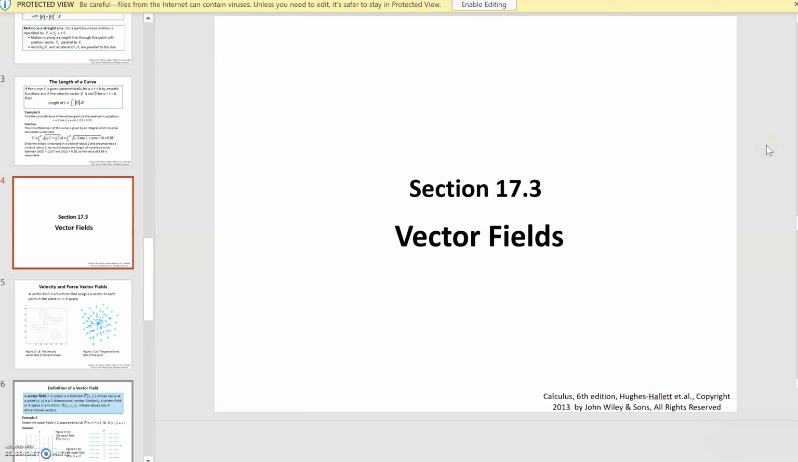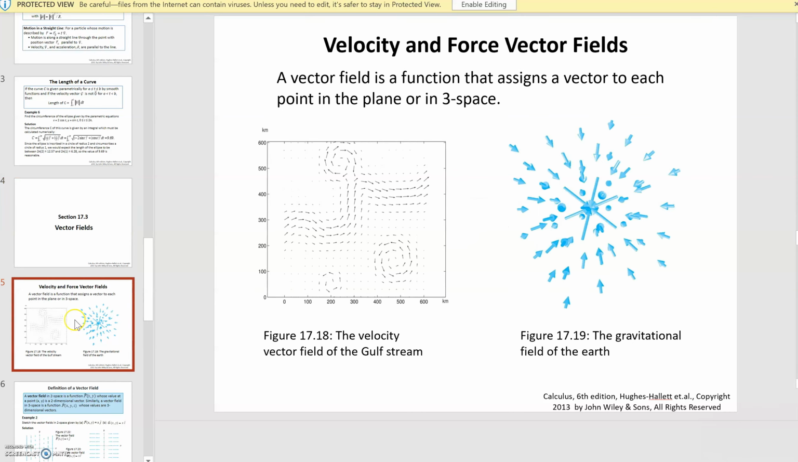Hi, we are going to be talking about vector fields. To get us going, the velocity and force of vector fields. A vector field is a function that assigns a vector to each point in the plane or in 3-space.